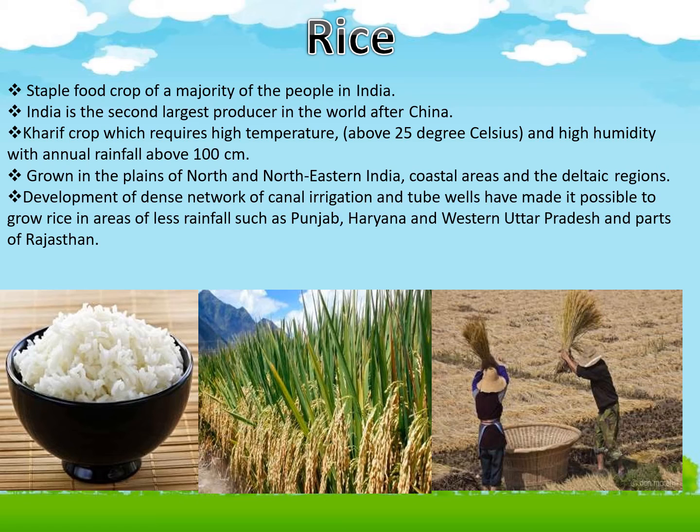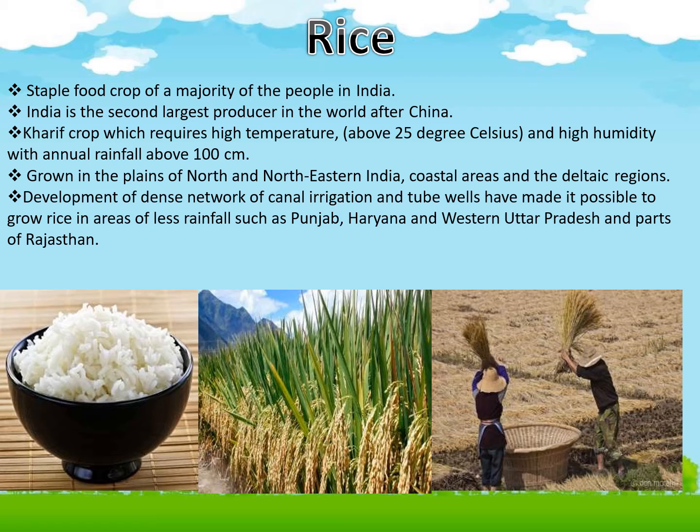Normally, when crops are asked in your board exam, they ask you to write the geographical features of growing a particular crop. So if, for example, you've been asked to write about rice, you will write that it is a staple crop for a majority of people, second largest producer after China. Kharif is the cropping season, high temperature above 25 degrees, high humidity with rainfall above 100 centimeters.